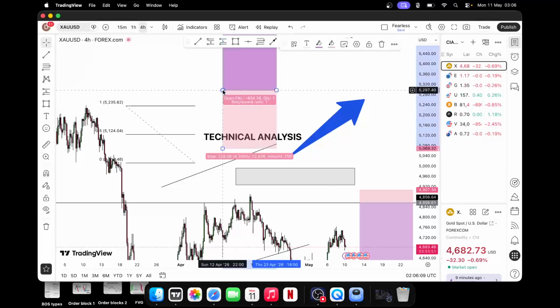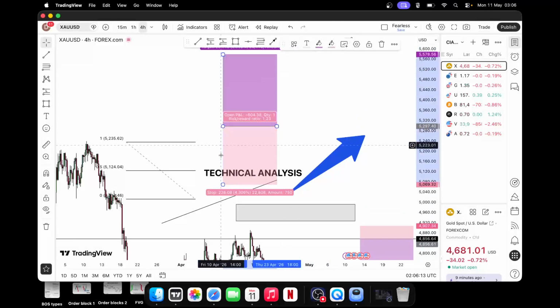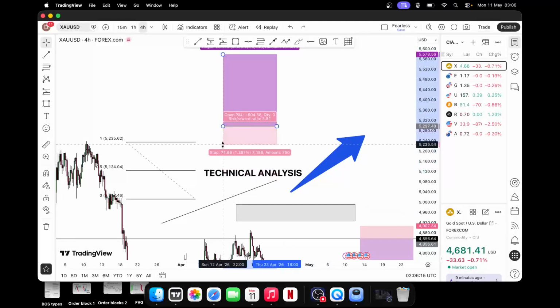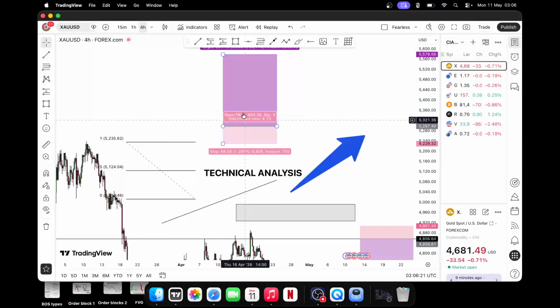Long means you are saying the market will buy. You are predicting that the market will buy. That's what long means. So now if I predict that the market will buy, this gray line that separates where the market will buy to and where the market will sell to is my entry. So this is my entry point now.